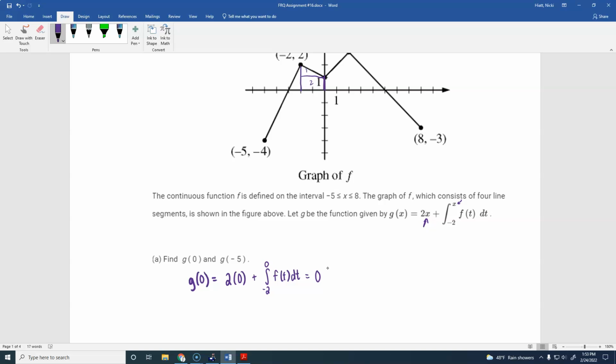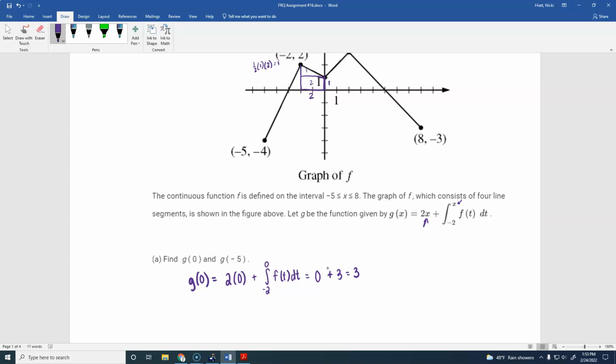Can you show me how you found the area? The length of this is 2, the side is 1, 2 times 1 is 2. Right here you've got a triangle, height is 1, base is 2, 1/2 times 1 times 2 gives you 1. So if you put those together, you'll get 3. Just triangles and rectangles there. All right. So we get 3 for g of 0.